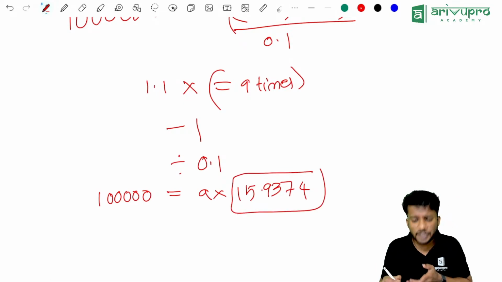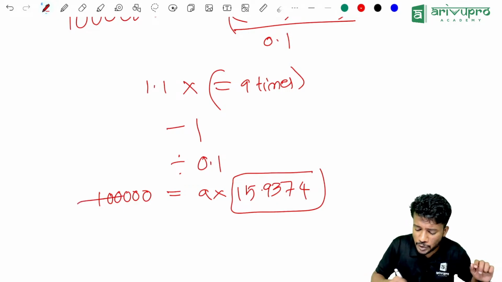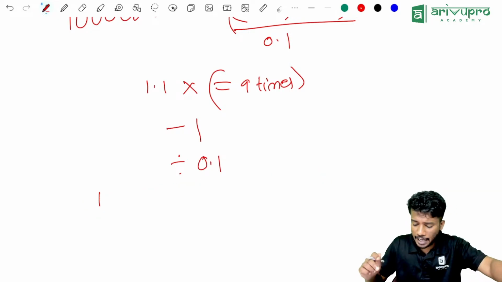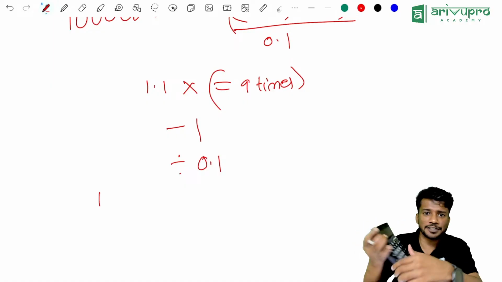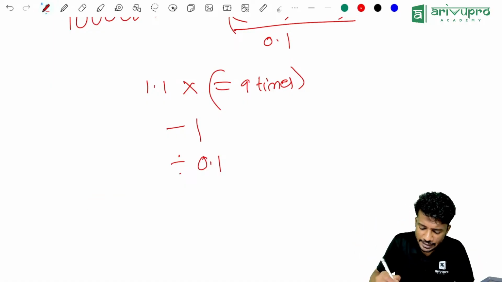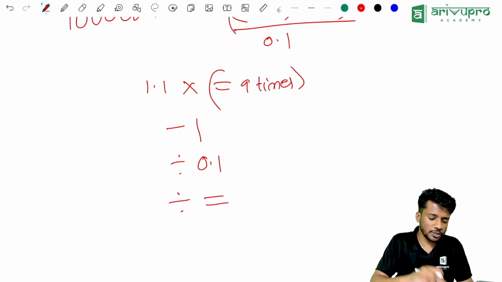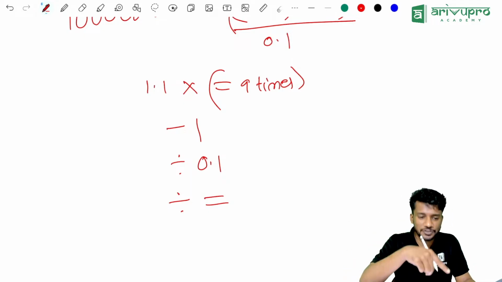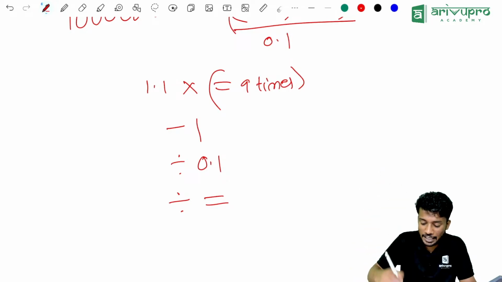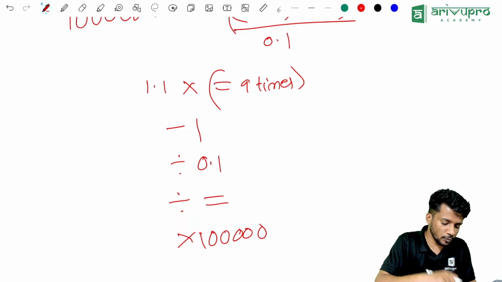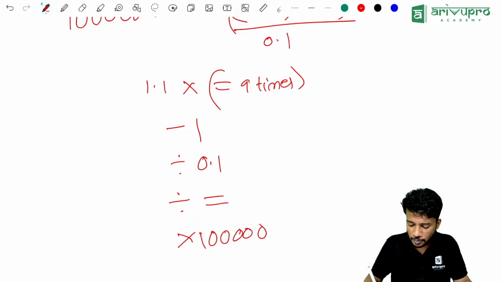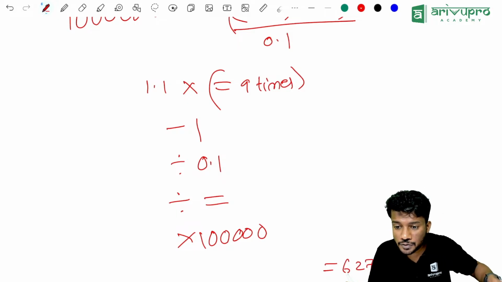Now you need to take it to the other side. Taking it to the other side means it should go as the reciprocal. How will you take the reciprocal? Whatever value you have in the calculator, like 15.9374 something, right? You will click 1 divide equal to. That means it is going as the reciprocal to the other side, so that we can multiply directly with 1 lakh. Multiply it with 1 lakh. That's our answer. How much is the answer you are getting? 6274.53.